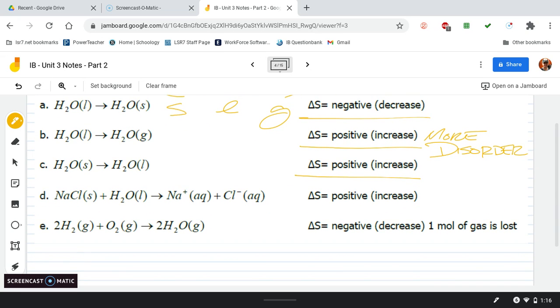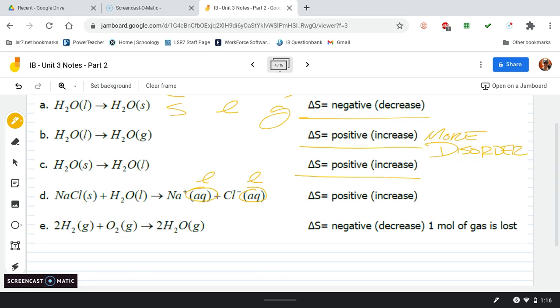This one here is interesting. Aqueous, you want to think of as a liquid. So we had a solid and a liquid go to a liquid and a liquid. We have more particles on the right side that are disordered. That's how that one works.